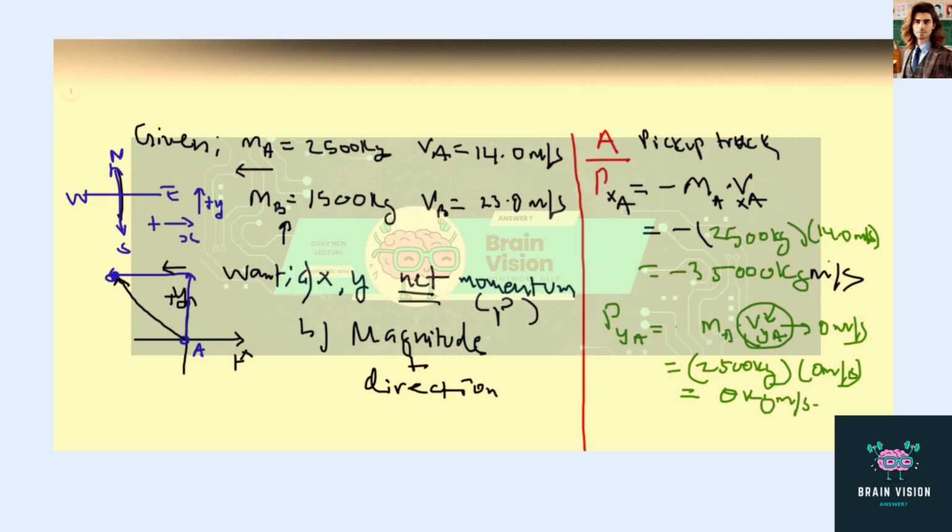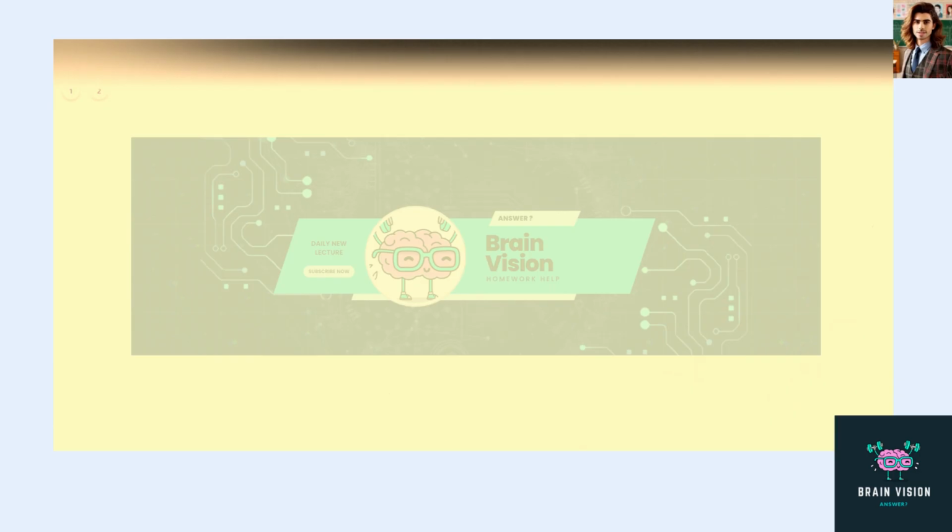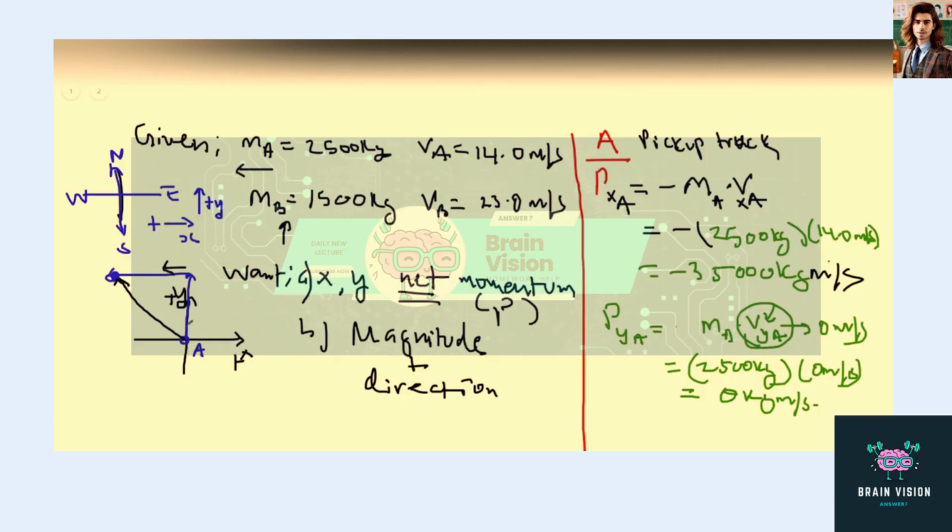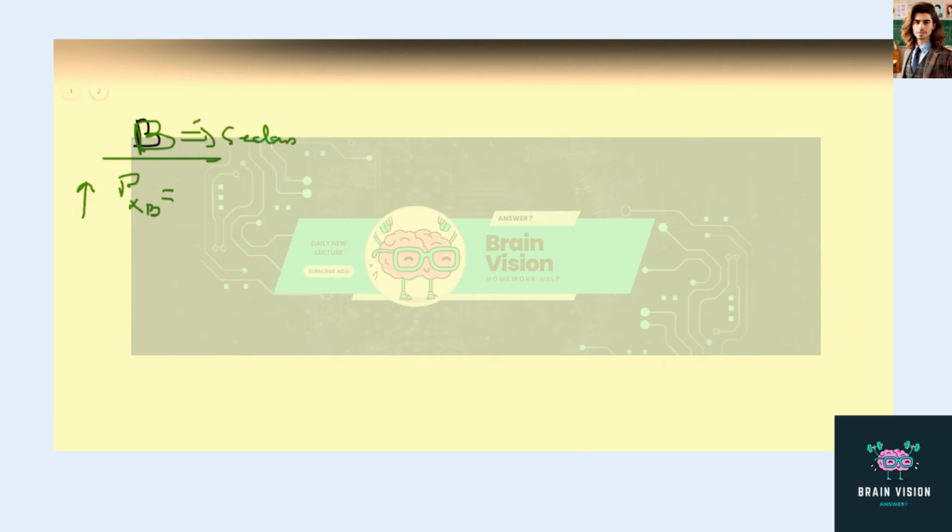The next part of the problem, I'm going to do on the next page. That's the B, and the B is the sedan. So we'll get the momentum in the x direction for the sedan. Remember, the sedan is moving upwards. If you go back, you can see the sedan right here. It's moving upwards. So we have the mass of the sedan times the velocity of the sedan in the x, which we're going to call xb.